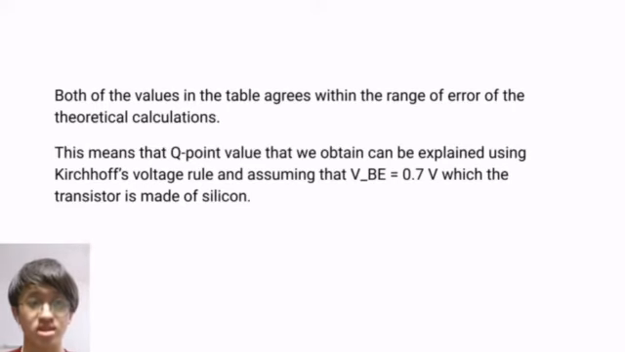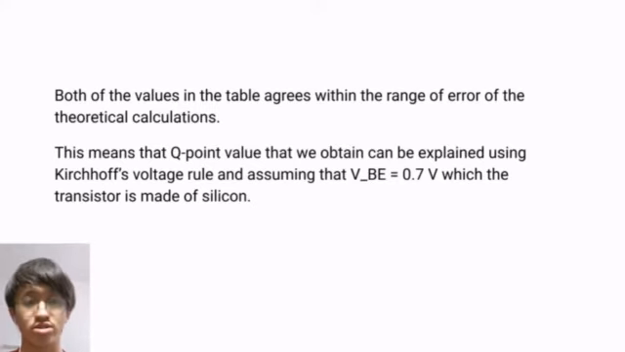Both of the values in the table agree within this range of error of the theoretical calculation. This means that the Q point values that we obtain can be explained using Kirchhoff's voltage rule, and by assuming that the voltage across base and emitter is 0.7 volts, which means that the transistor is made out of a diode and it's made out of silicon.